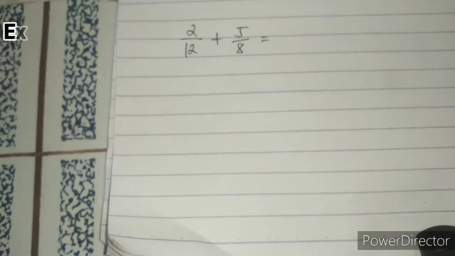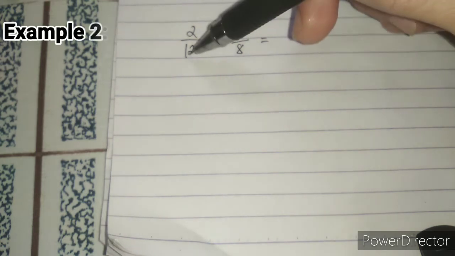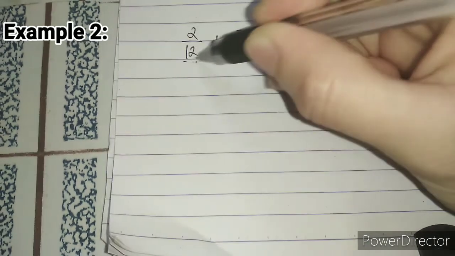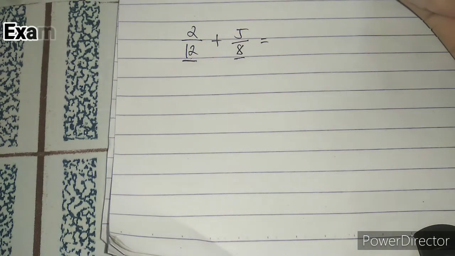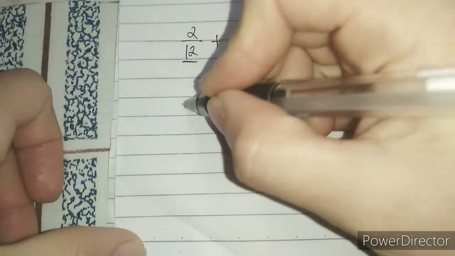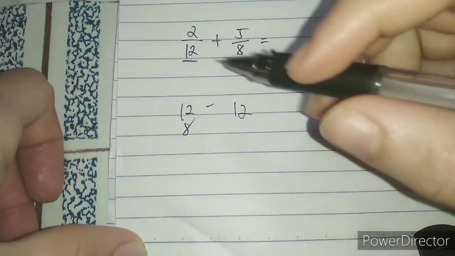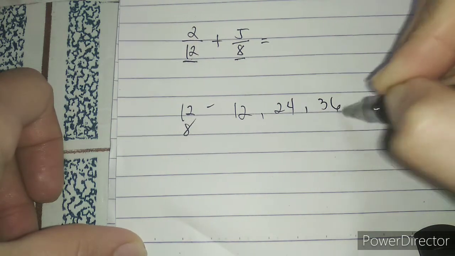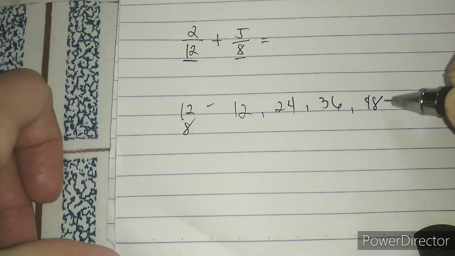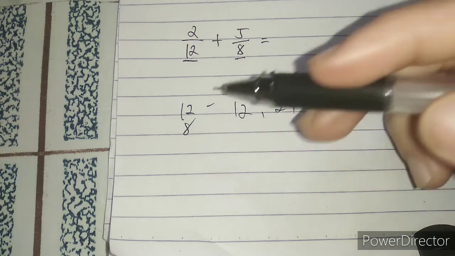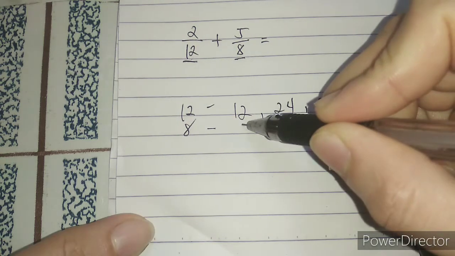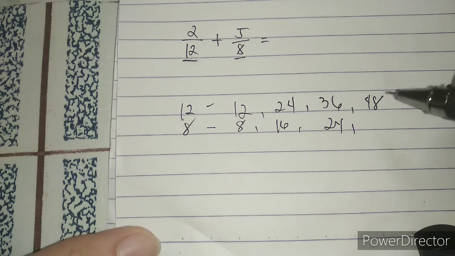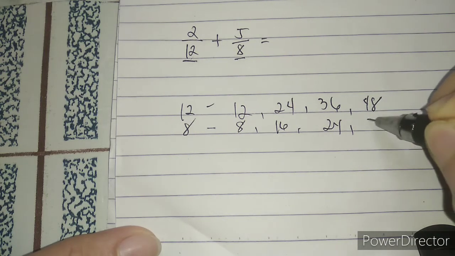Now, let's have the second example para mas maintindihan natin. 2 over 12 plus 5 over 8. So, ang denominator niya is 12 and 8. The first thing that we are going to do is to find the LCD. 12, 8. 12 times 1, 12. 12 times 2, 24. 12 times 3 is 36. And 12 times 4 is 48. So, end muna tayo dito. Next, sa 8 naman tayo. 8 times 1, 8. 8 times 2, 16. 8 times 3, 24. And 8 times 4 is 32.